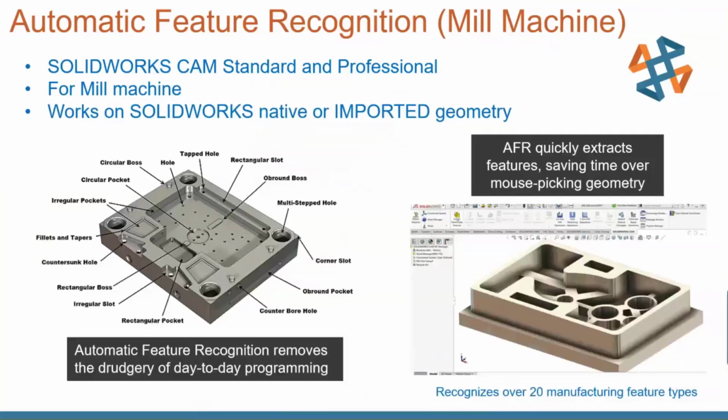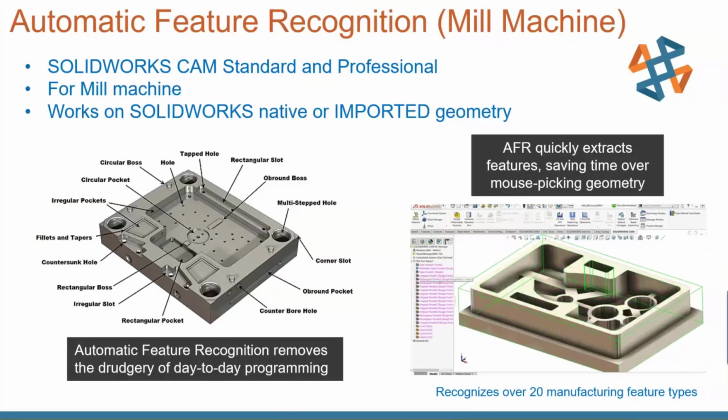Automatic feature recognition. This one should be used as much as you can where it makes sense for you. What's nice about it is we can go ahead and automate the process as much as we can, instead of picking pockets and holes and slots and perimeters. We can actually have SOLIDWORKS CAM do that for us and then go back and modify it if we don't like it or change anything that we want. Of course, we can do this on SOLIDWORKS files or any imported geometry as well.